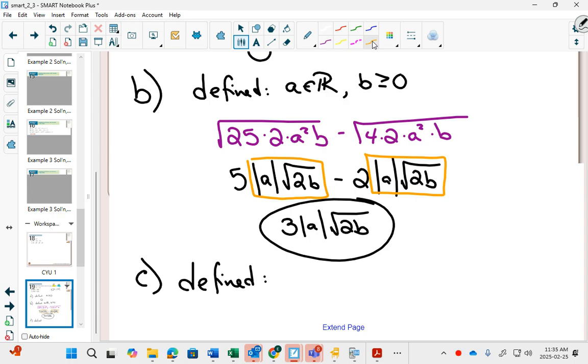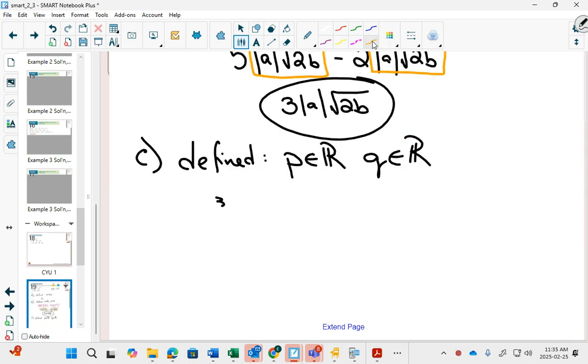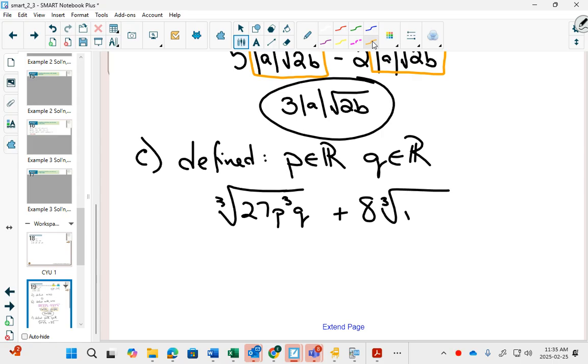C. Oh, C is cube roots. It's an odd one. Odd ones are so nice, you don't have to think at all. They can be anything, it doesn't matter. So both the P and the Q can be anything. I'll just rewrite the question here. We had the cube root of 27 P cubed Q, and then it was plus 8 cube root of P cubed Q.